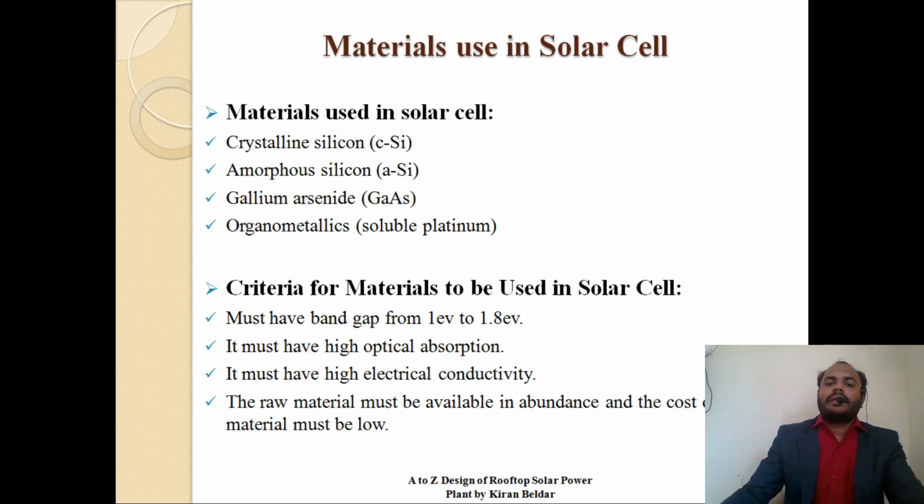Criteria for materials to be used in the solar cell. A major criterion is that the material must have a band gap from 1 electron volt to 1.8 electron volt. That is the band gap energy which we are using, and it must lie between 1 electron volt and 1.8 electron volt. It must have high optical absorption. It must have high electrical conductivity. The raw material must be available in abundance and the cost of the material must be low.